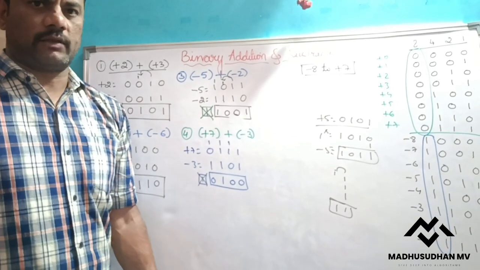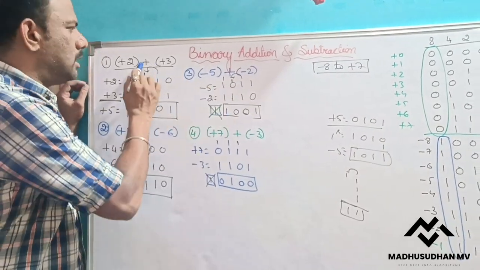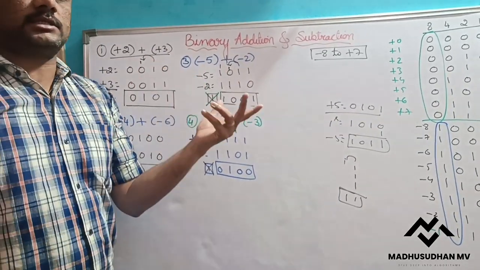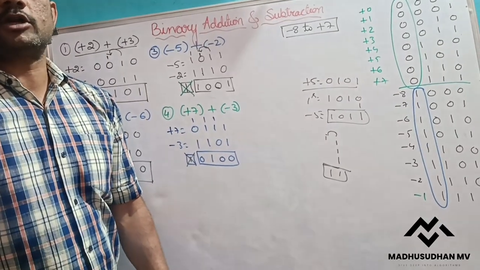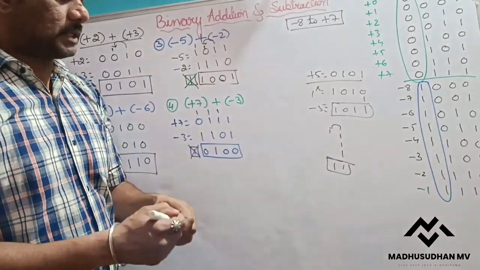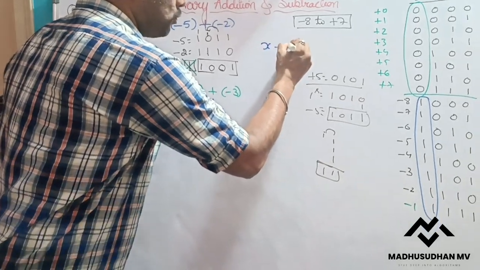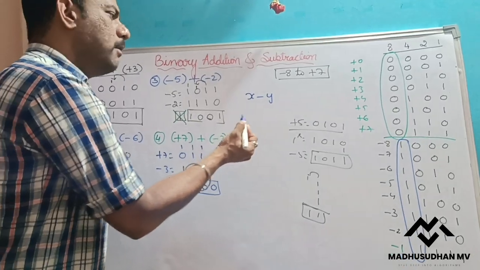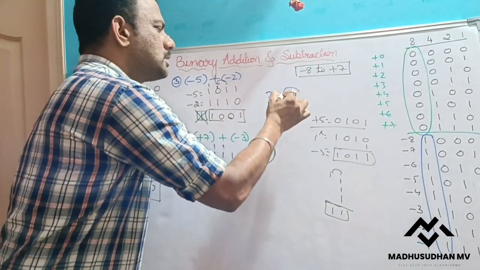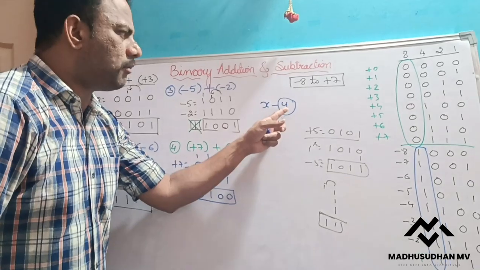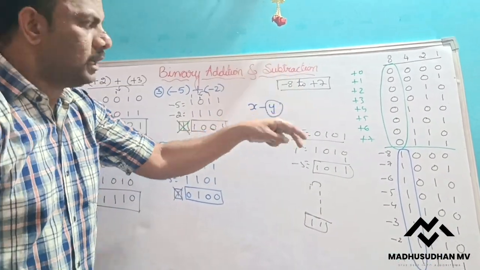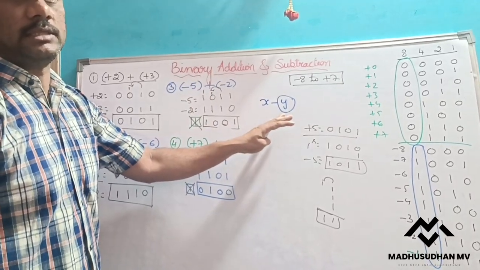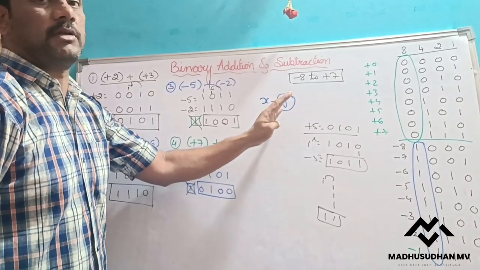So now let us take one more example. Till now we discussed addition problems, 4 addition problems. Now let us see subtraction. There is a slight change in the subtraction operation. Whenever you are performing x minus y, the y which I am subtracting from x, we call the subtrahend. Whatever you are subtracting, you take the 2's complement of the subtrahend. That is the thing in binary subtraction.